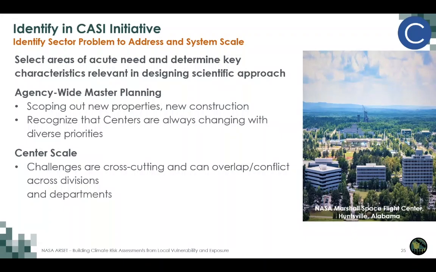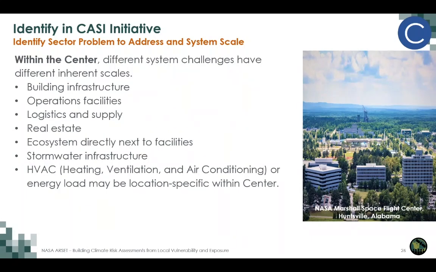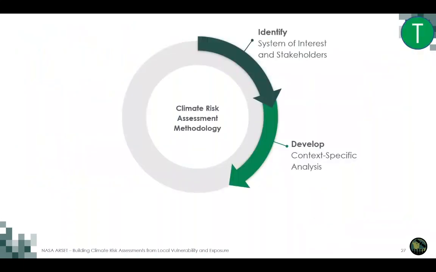At an agency level, the priorities and budget allocations are longer term, like scoping out new properties and new constructions, whereas at center scale, the challenges are cross-cutting between departments. Infrastructurally, these challenges within a center also have different spatial and temporal scales, plus different centers in different locations have diverse priorities. A building infrastructure project has different temporal priorities versus an ecosystem rehabilitation project. So that was step one, or phase one, of identify in the CASI initiative.